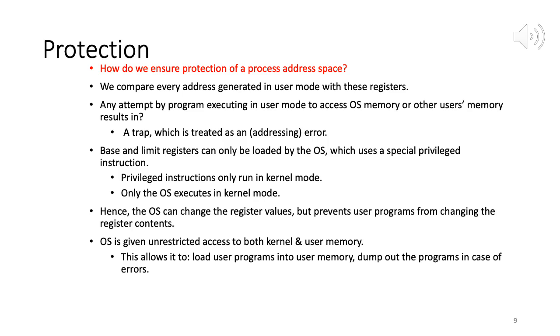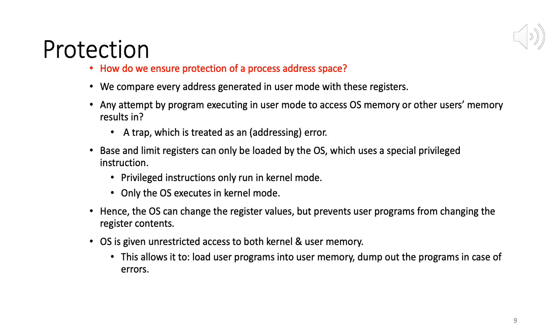So base and limit registers can only be loaded by the OS, which uses a special privileged instruction. Naturally these base and limit register values need to be loaded for each process. It is done by the kernel, and of course the instruction which the kernel uses to load these values is privileged. It executes only in kernel mode. Hence the OS can change the register values, but prevents user programs from changing them.